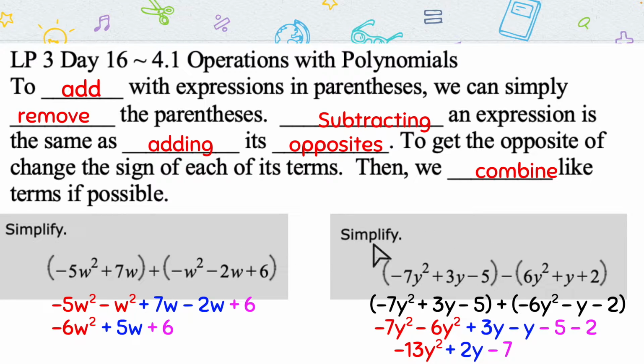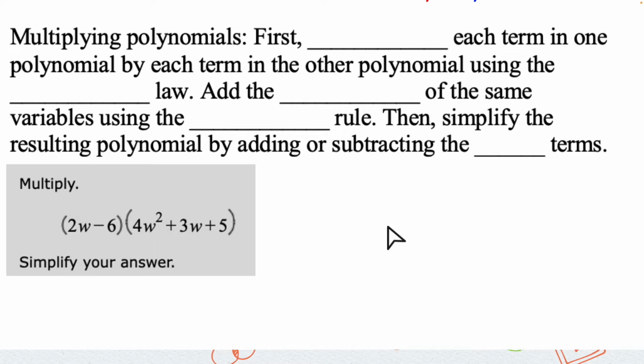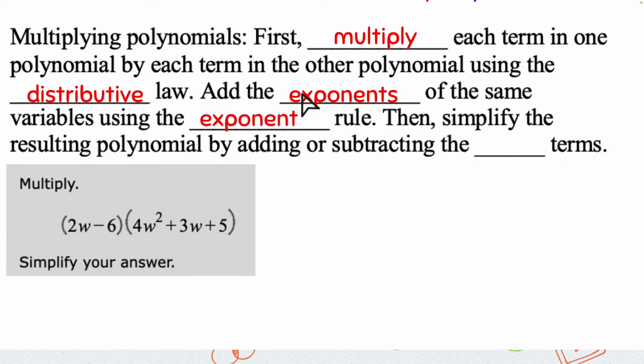Now we're going to look at multiplying polynomials. First, multiply each term in the polynomial by each term in the other polynomial using the distributive law. Add the exponents of the same variables using the exponent rule, and then simplify the resulting polynomial by adding or subtracting the like terms. So we're going to use the distributive property.